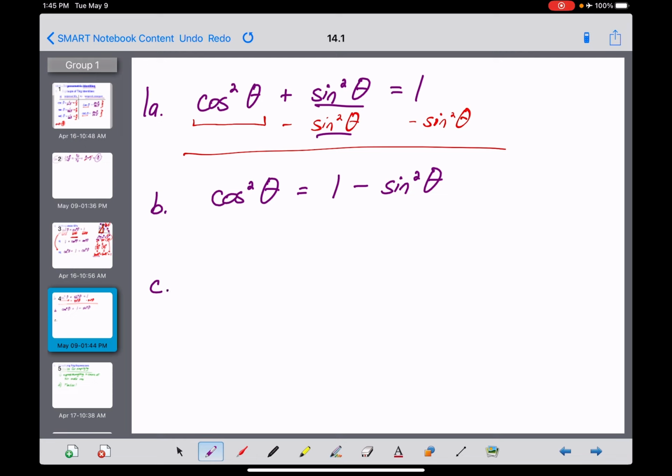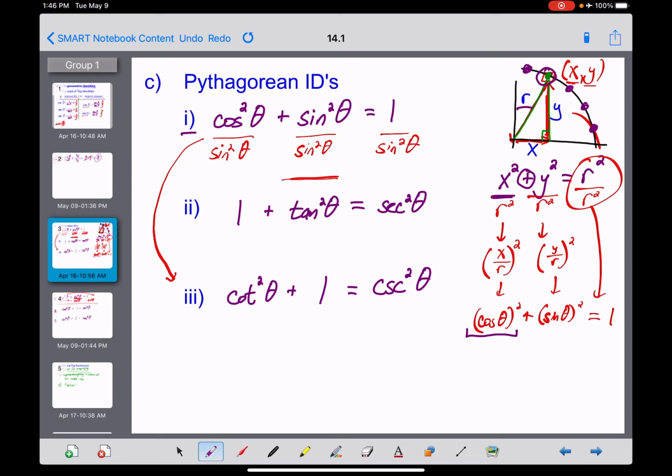And for the third variant right here, what if we wanted to get sine squared by itself? We could bring this cosine squared over to the right side, and we would now end up with sine squared of theta is equal to 1 minus cosine squared of theta. So these are 3 different variants. We'll call them A, B, and C. 3 different variants all on the same theme here of Pythagorean identity number 1, cosine squared plus sine squared is equal to 1. And you can do the same thing here with identity number 2 and the same thing here with identity number 3.